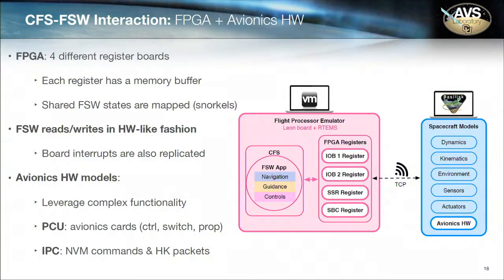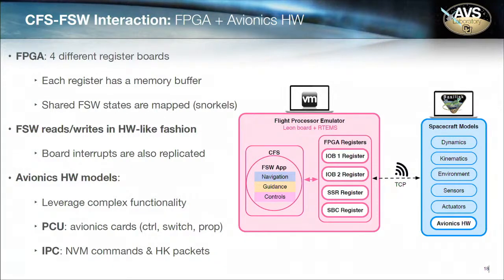Okay, so this has been an overview of the Black Lion communication architecture, and from now onwards, I'm going to represent this distributed communication with this simple TCP sign. And what I would like to focus on is on the FPGA registers that we have modeled within the SBC emulator, because all the flight software states that need to be shared with the external world are mapped into these registers. And we have modeled a total of 4 register boards, and each register has a memory buffer associated, so the shared flight software states are mapped to this buffer.